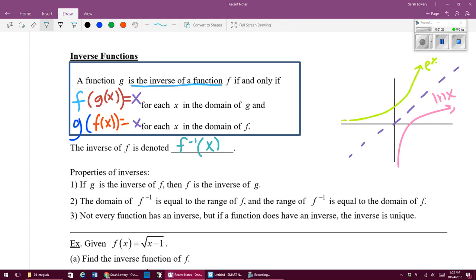So some things that you should know about inverses. Number one is that if g is the inverse of f, then f is the inverse of g. They're inverses of each other. One is the inverse of the other, okay? The domain of f inverse is the range of f, and the range of f inverse is the domain of f. So basically, in short, their domain and their ranges switch, okay? It's also important for you to know that not every function has an inverse, but if a function does have an inverse, that inverse is unique, okay?